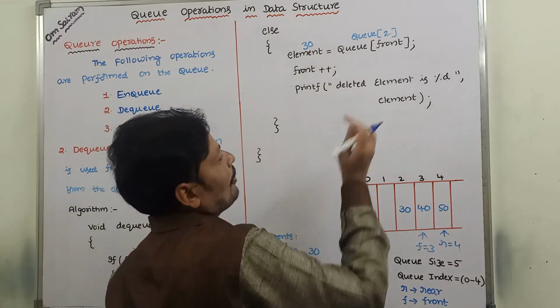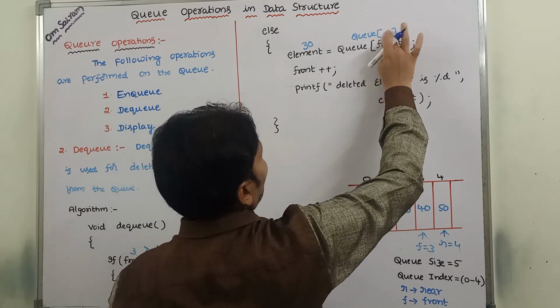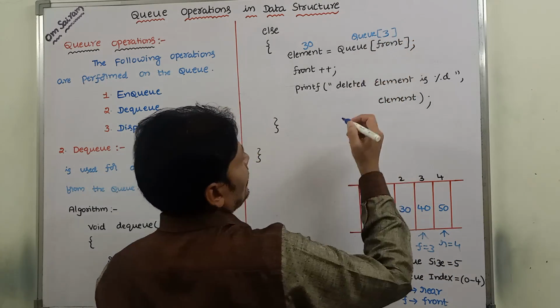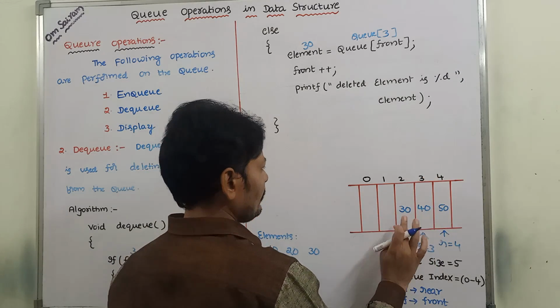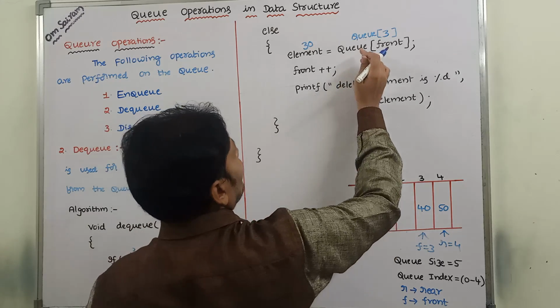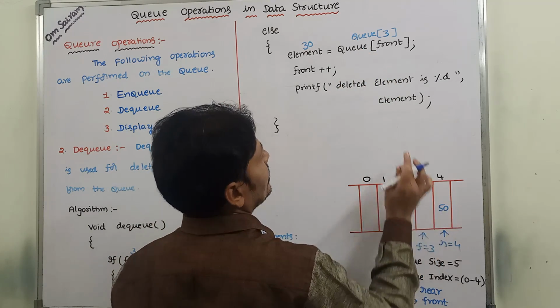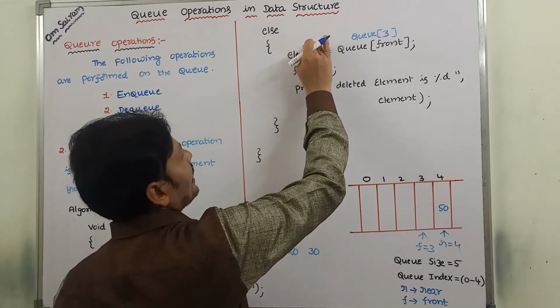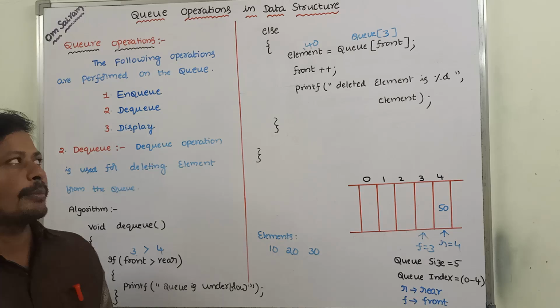Element is equal to q of front. What is the front value now? 3. Now q of front means q of 3. Q of 3 contains which element? 40. So 40 can be deleted from the q, and that can be assigned to the variable called element. Now the element contains 40.